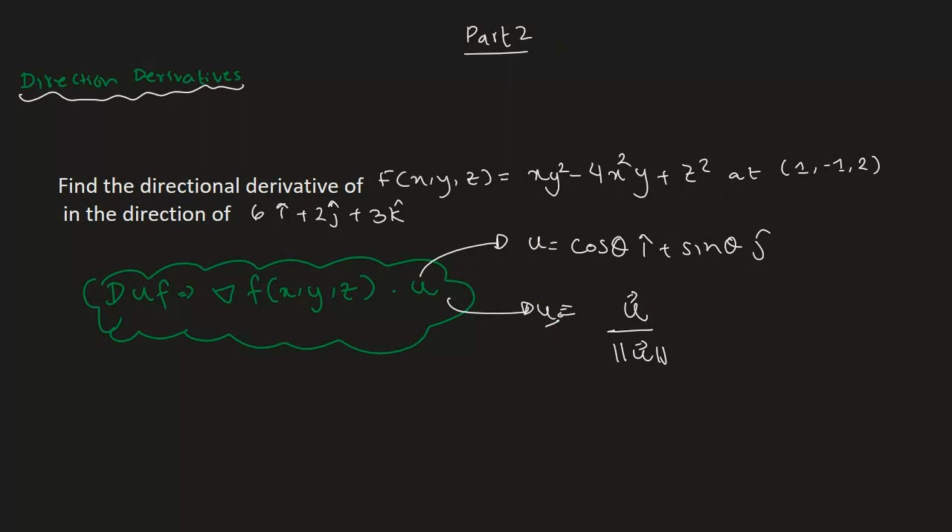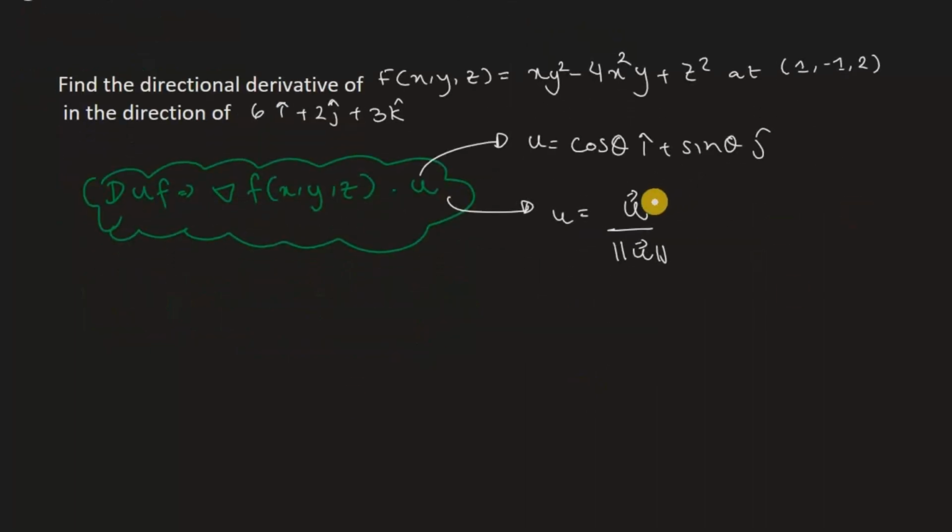Wait, let me just write it a little neatly over here. Okay, so this is what we're doing in this problem. So we have our vector over here, and we just need to find the norm of the vector.